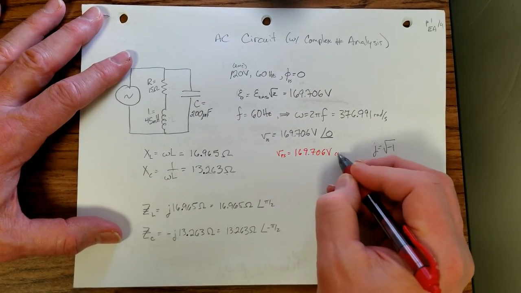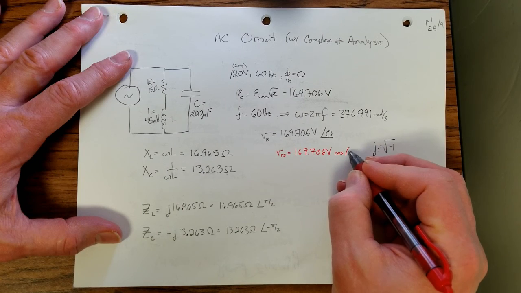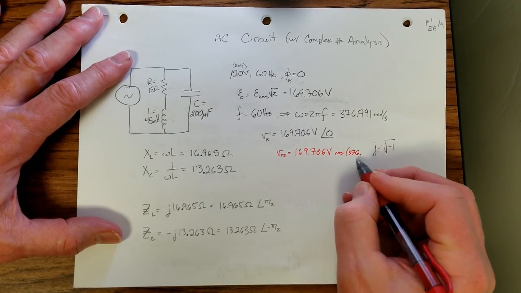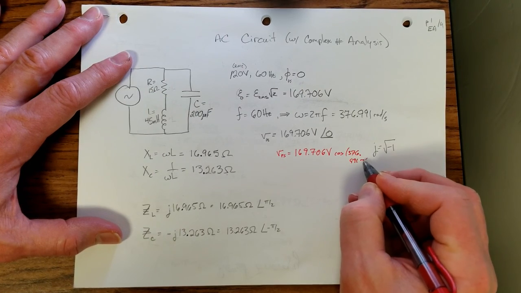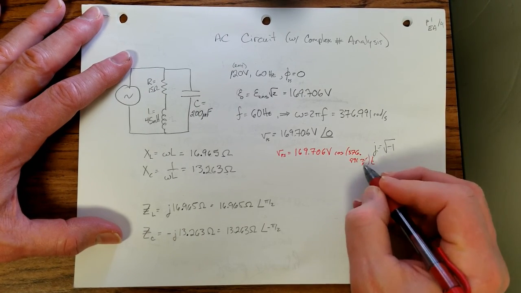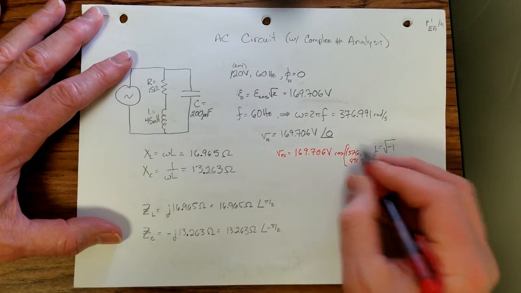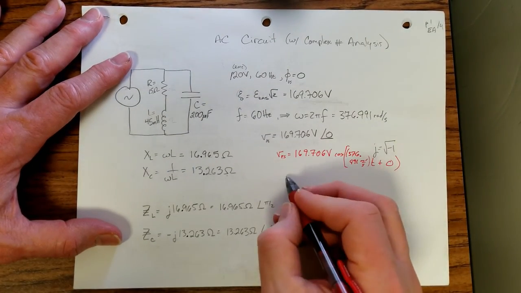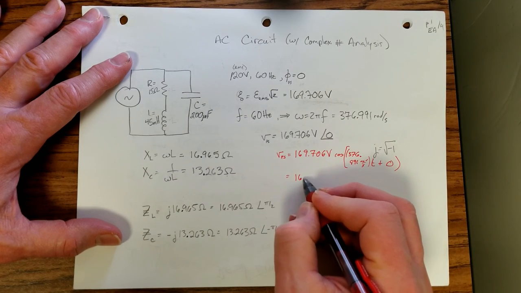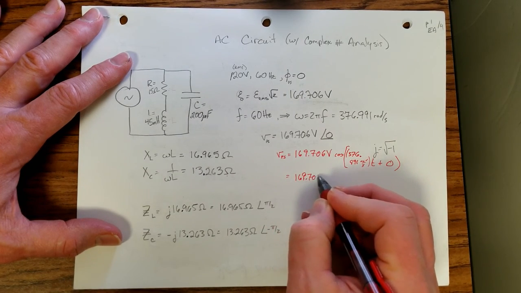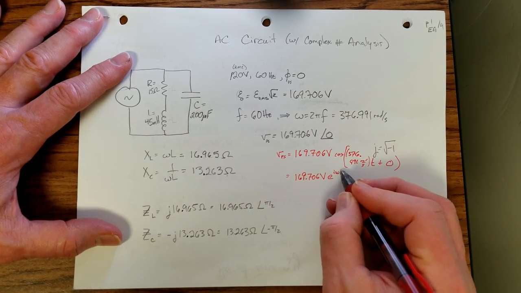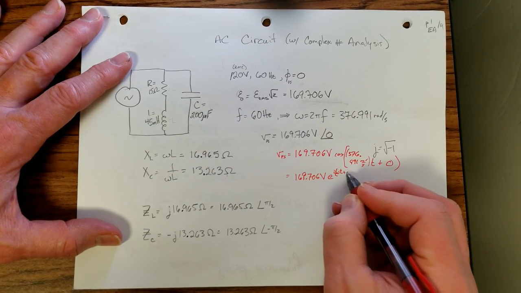169.706 volts cosine of 376.991 radians per second times time plus my phase of 0. It also could be understood that this is equal to 169.706 volts times e to the j omega t plus 0.